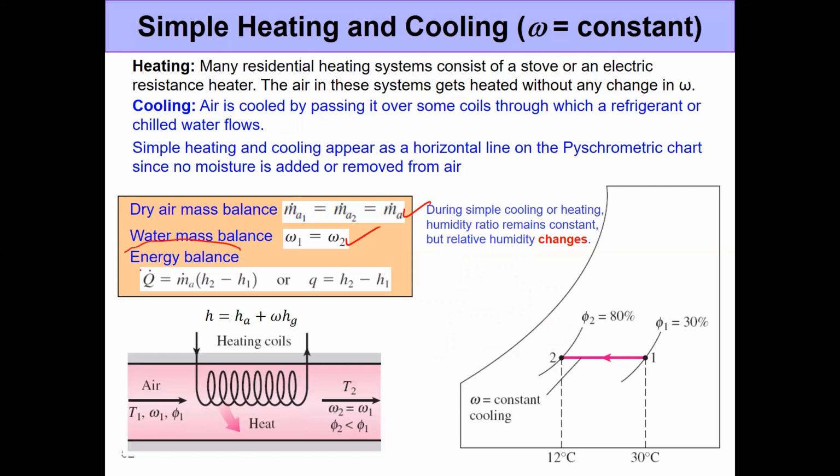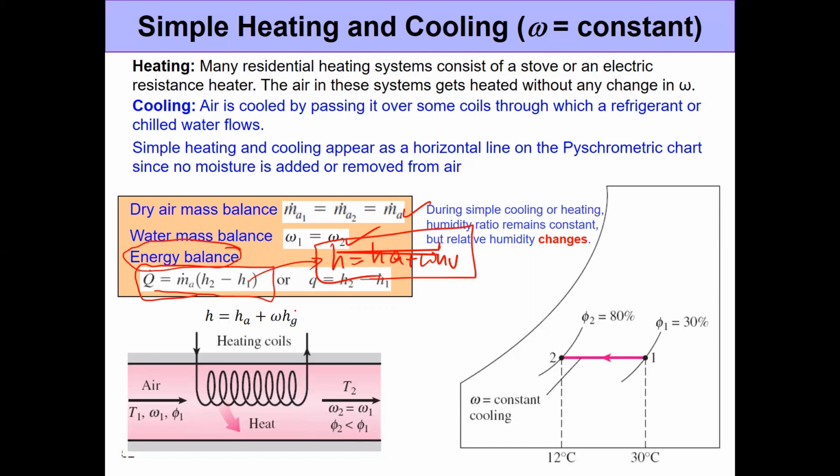In terms of the energy balance, depending on the heating or cooling, you could have Q_in or Q_out, and it's going to be equal to the mass flow rate of dry air times the change in the mixture enthalpy. All right. What is this enthalpy? As we just discussed before, it's h_a plus omega times h_v, just like the one we discussed in the last slide.